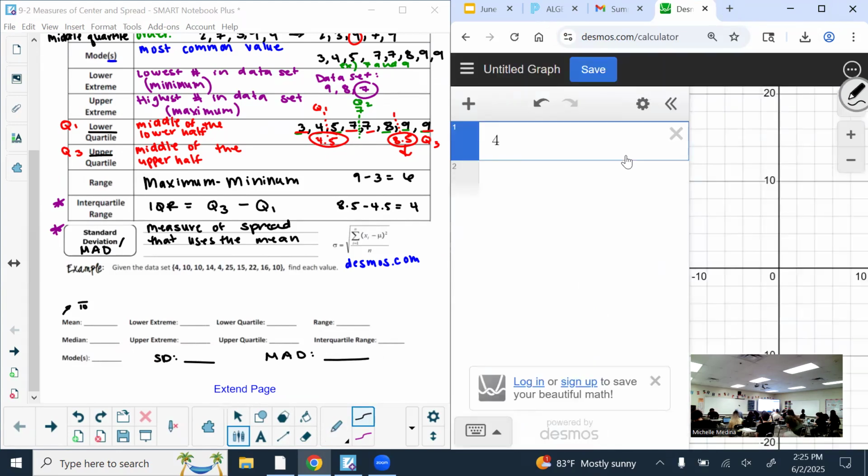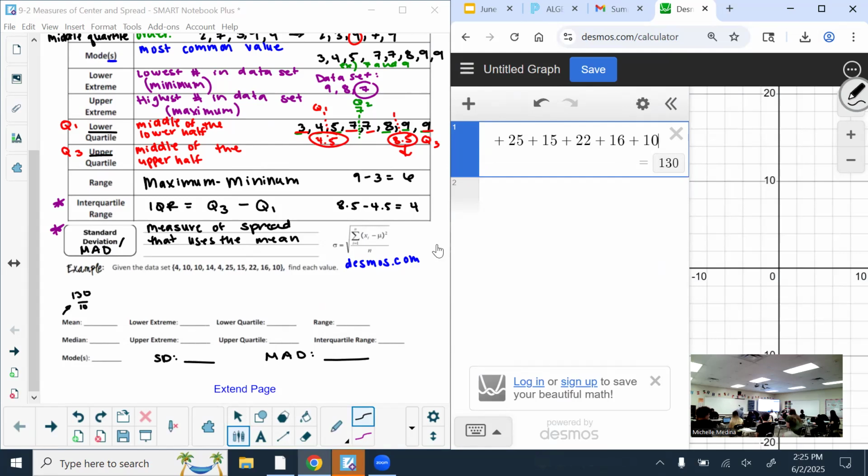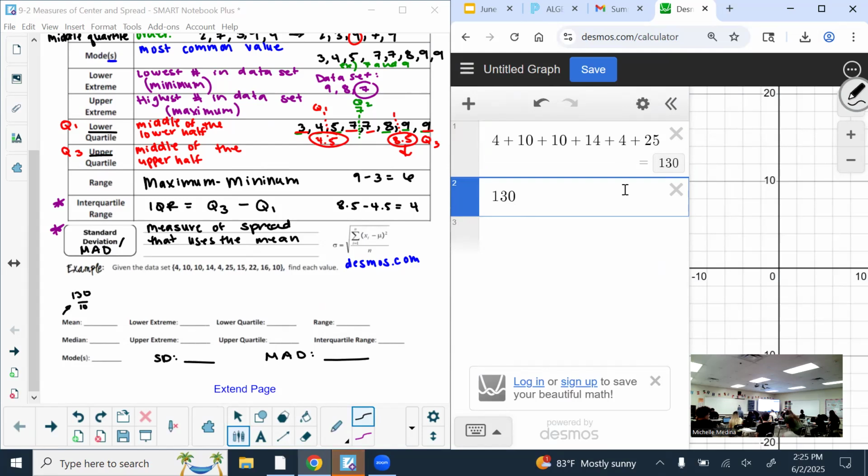It's literally as easy as typing it all in, putting plus signs in between. You can condense some of it, like if there are multiple tens, you could group those, but finding the sum you can easily do with a calculator. I don't need to see you doing super long addition on your tests. Just put it in your calculator and add it together. Then to find the average, the mean, we're doing 130 divided by however many numbers we added together, which was 10. Our mean is 13.